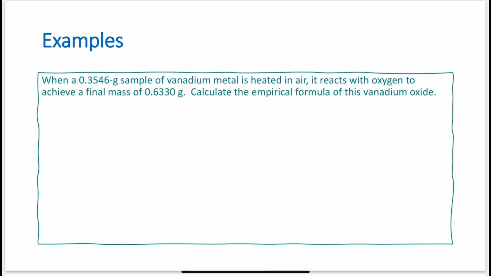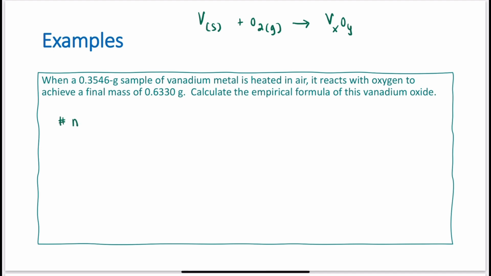Okay, the next one. When a 0.3546 gram sample of vanadium metal is heated in air, it reacts with oxygen to achieve a final mass of 0.6330 grams. Calculate the empirical formula of this vanadium oxide. Okay, so I've got some kind of vanadium compound reacting with oxygen, and it's forming some compound. I just don't know what this ratio is yet. Well, let's figure it out.